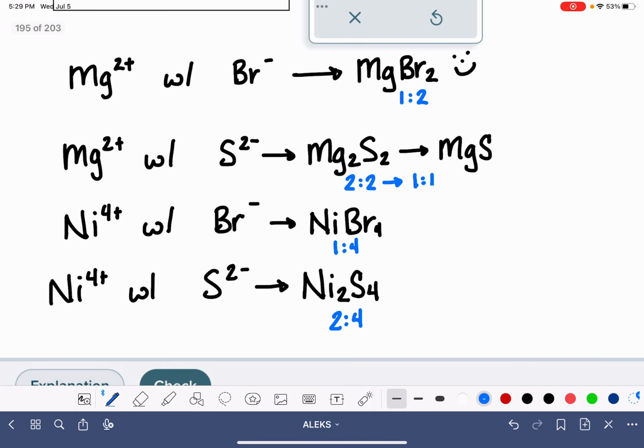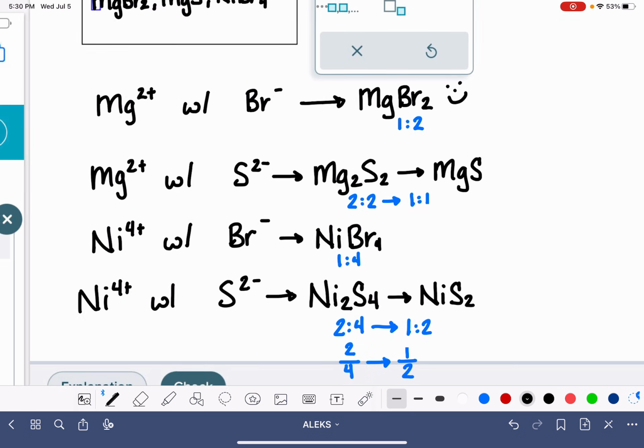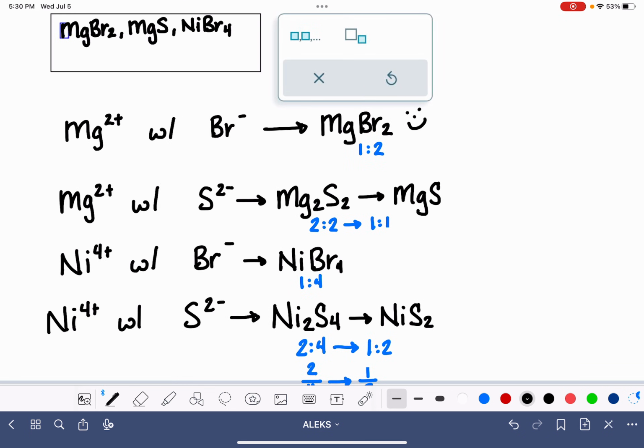If this concept of simplifying the ratio is confusing to you, think about it like a fraction, 2/4. Or you could even do 4/2. It doesn't really matter. Can you simplify that fraction? We can. We could divide both the numerator and the denominator by 2. We could simplify that fraction to a 1 to 2 ratio. We could simplify 2 to 4 to a 1 to 2 ratio. We can simplify this compound down to NiS2. And that is our 4th compound.